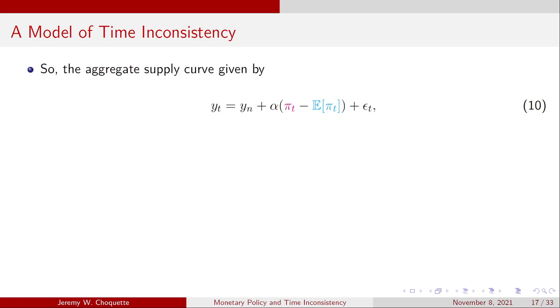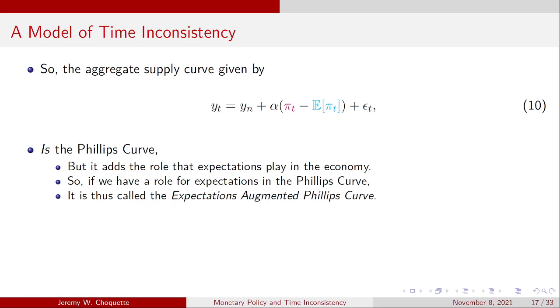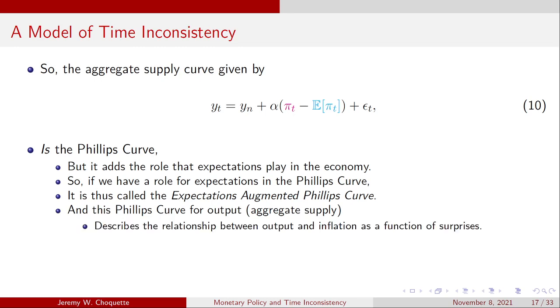So, with the aggregate supply curve given by this, it's essentially the Phillips curve, right? So, the Phillips curve is the aggregate supply curve. It describes production as a function of prices, right? That's what supply is. Now, this Phillips curve, or this aggregate supply curve, we're going to call it the Phillips curve in this case, it adds the role that expectations play in the economy. So if we have a role for expectations in the Phillips curve, it's thus called the expectations augmented Phillips curve for output.